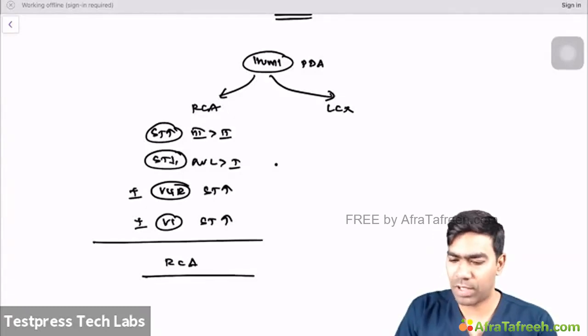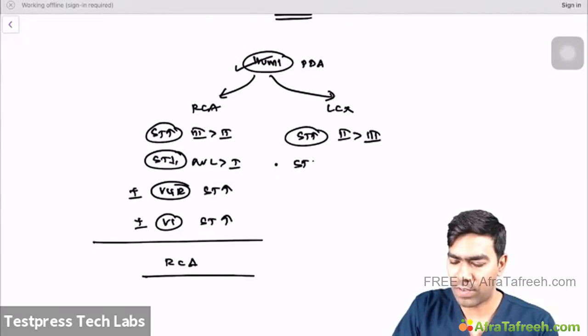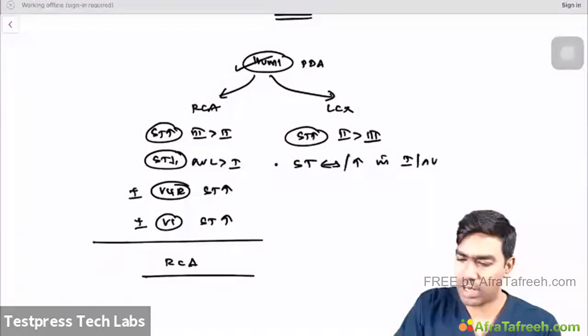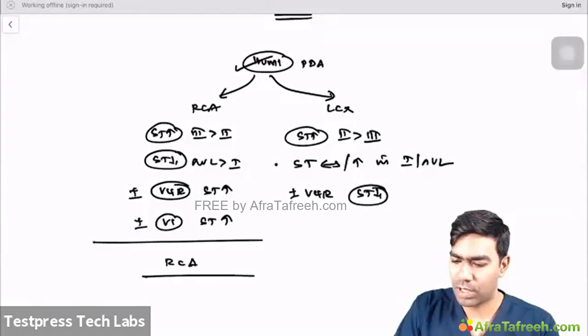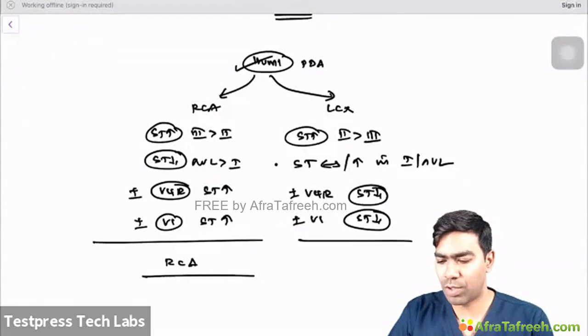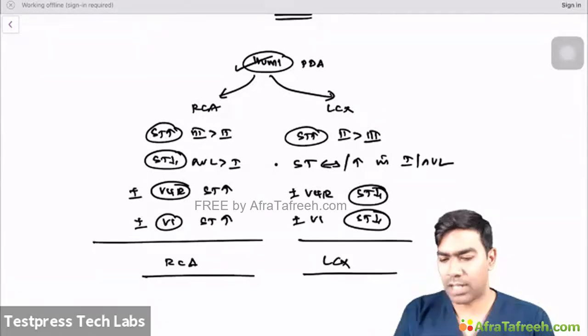If it's a left circumflex, then you will see ST elevation typically in 2 more than 3, not in 3 more than 2. We are talking about inferior MI alone here. And if you have an ST depression, I mean, you will not; it will be either flat or elevated in 1 and aVL. I told you. Plus or minus V4R will show ST depression only. Plus or minus V1 also will show ST depression only. So this is how you predict this is probably a left circumflex involvement. It is not an RCA involvement.